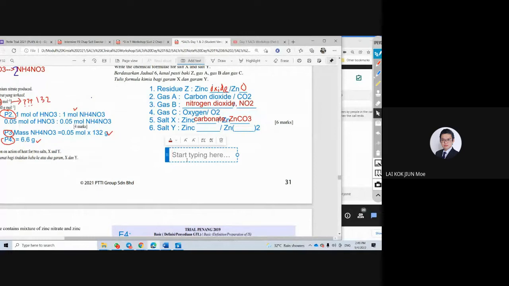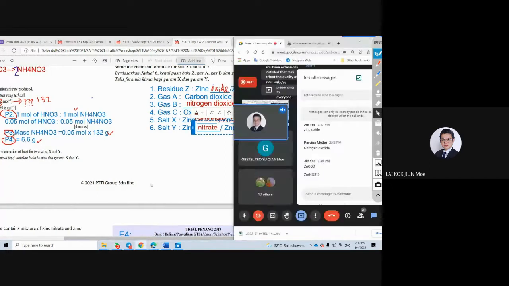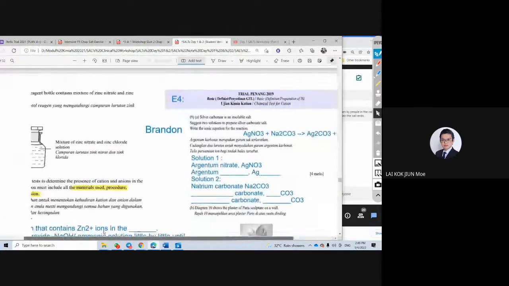How about Y? Y is nitrogen dioxide. So Y is zinc nitrate, or you can say Zn(NO3)2 lor. Okay, no problem. Can balance again. Thank you, Jie. Well done, Jie.